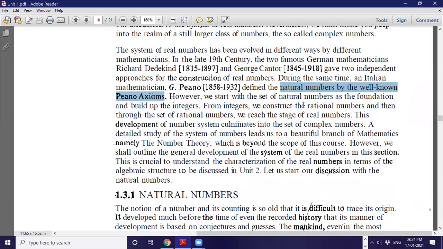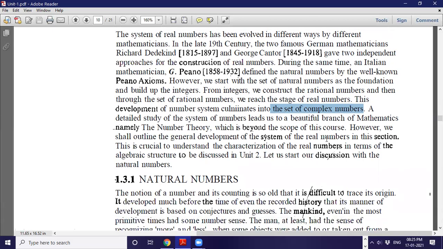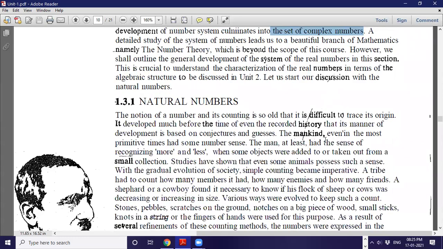And about rational numbers, you already got it that we can construct rational numbers from integers, right? Then, through the set of rational numbers, we reach the stage of real numbers. Then, from this, again, we come to the shape of complex numbers. We will go through the definitions of each of these types of numbers. Real number, you already know. Complex number, we'll discuss. So, first, one by one.